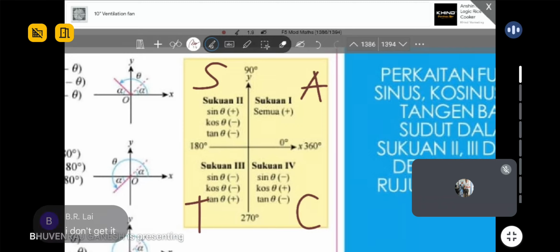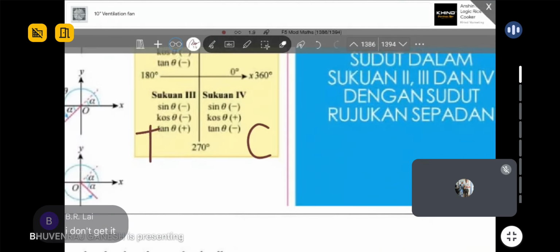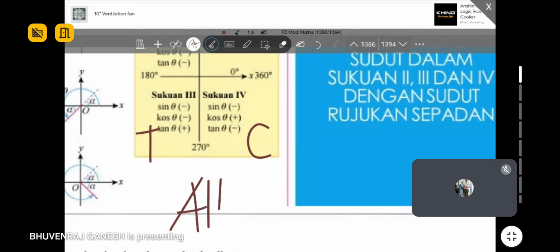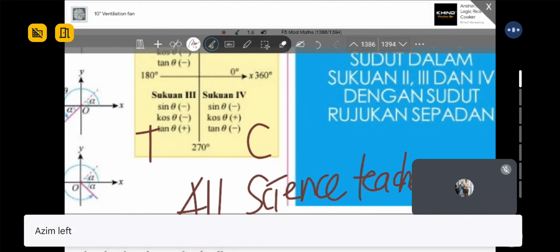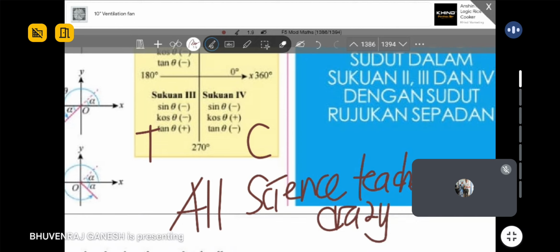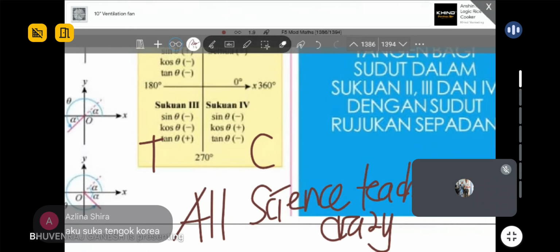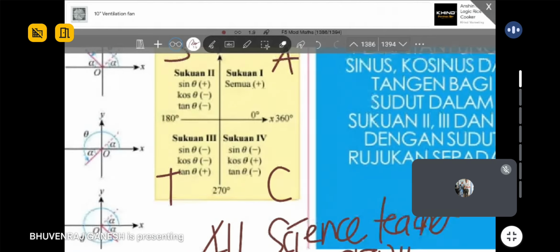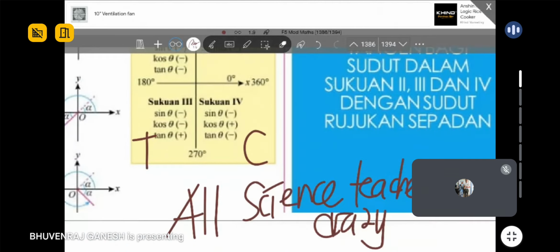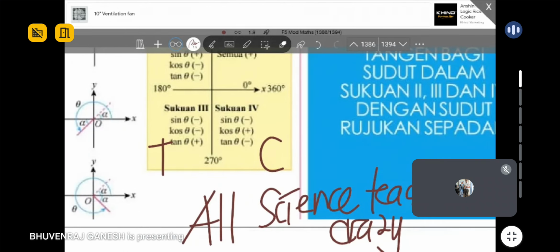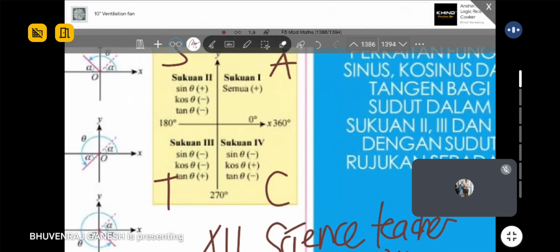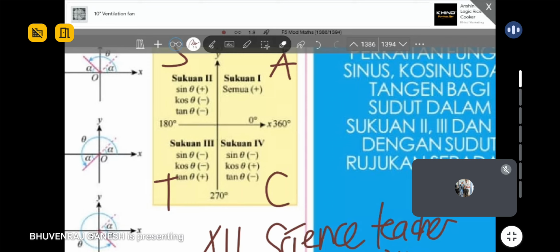Because later I'll explain. Okay, so this is one way for you all to remember. Another way you all can remember is, hold on. This one is an interesting way so you all can remember. Okay, all science teacher crazy. For those take English lah, ASTC. Okay, add sugar to coffee or all science teacher crazy. Oh, aku suka tengok Korea. Okay, Korea apa? Korea sahaja ke? Okay. So all science teacher crazy. Okay, for BM kamu gunalah. Aku suka tengok oh course. Betul betul. Korea. Okay, can. For BM is K. So C or K.